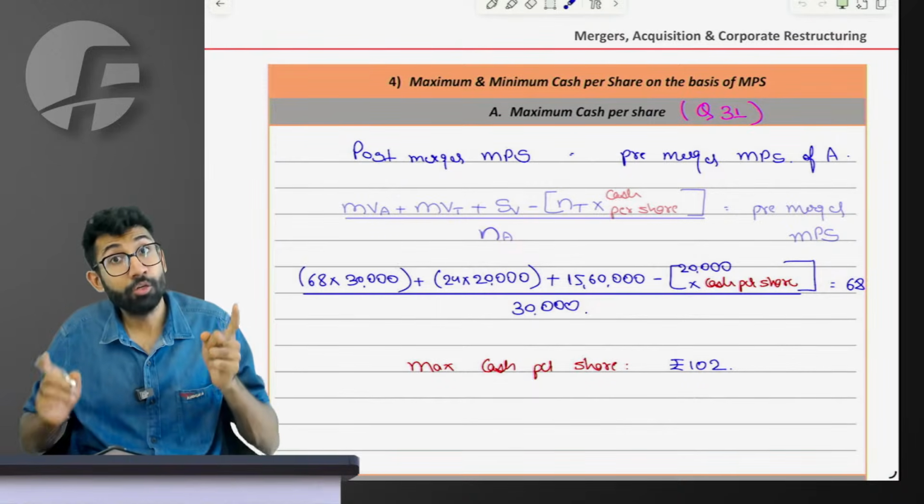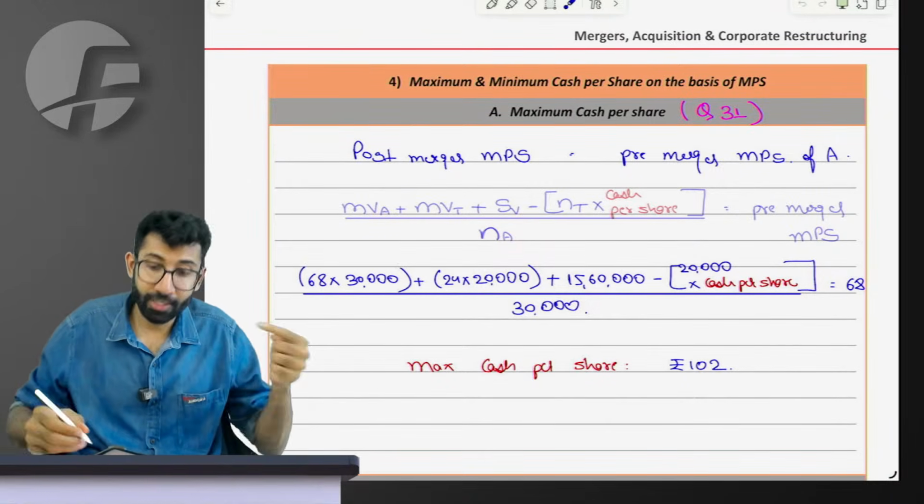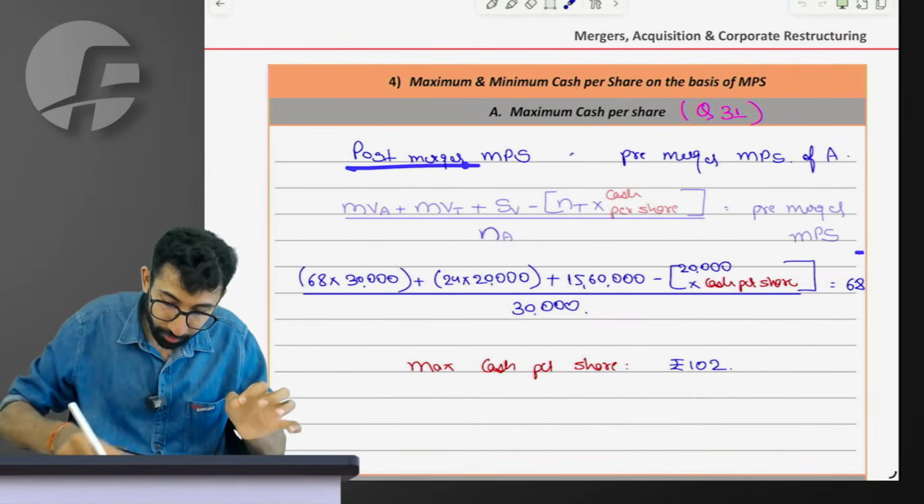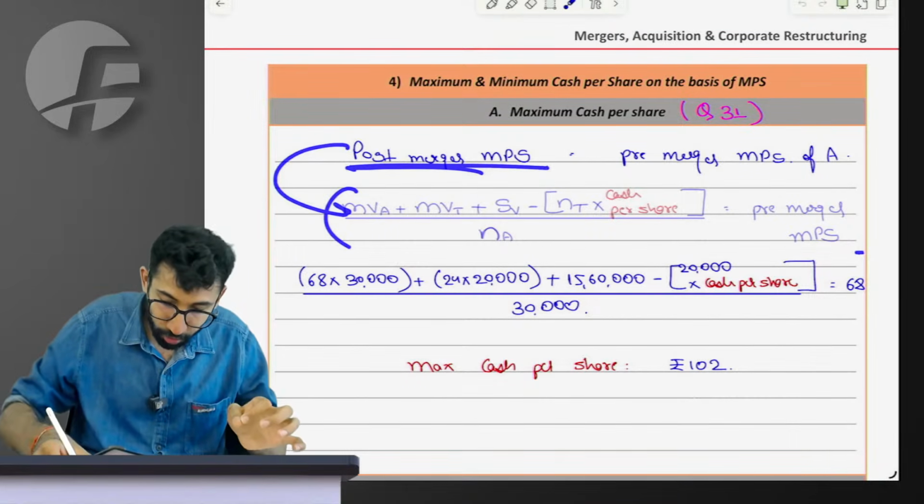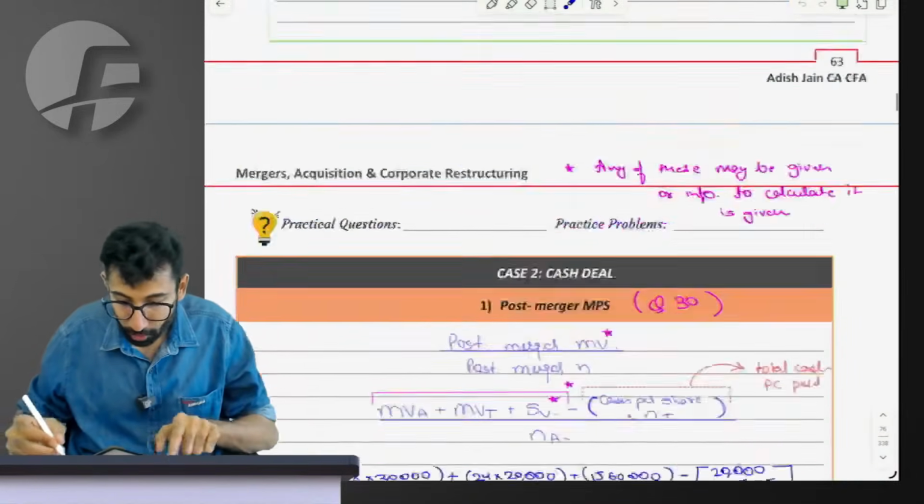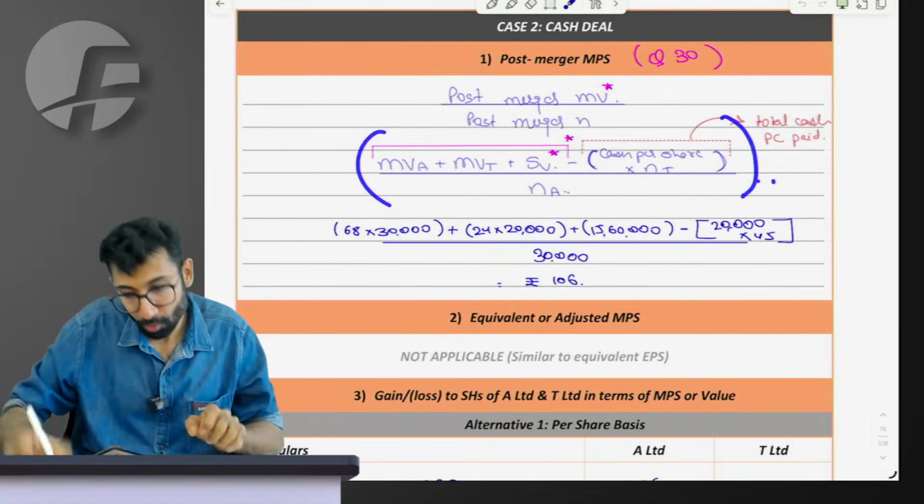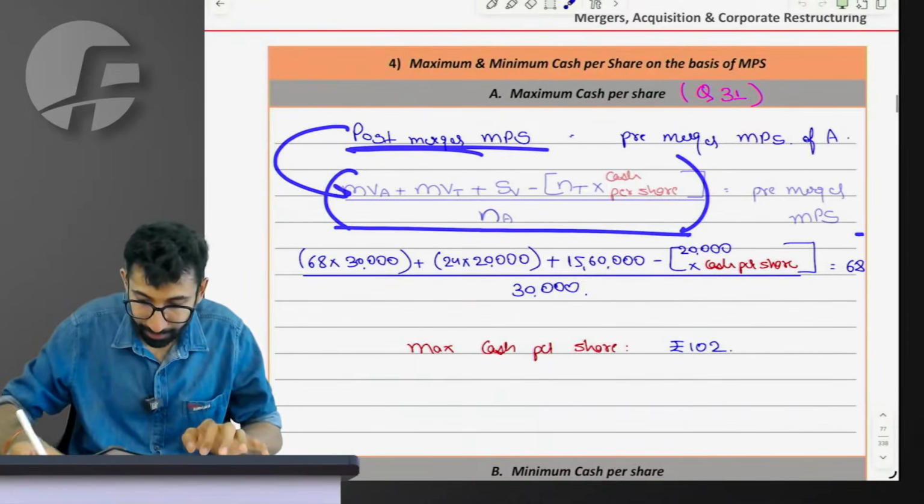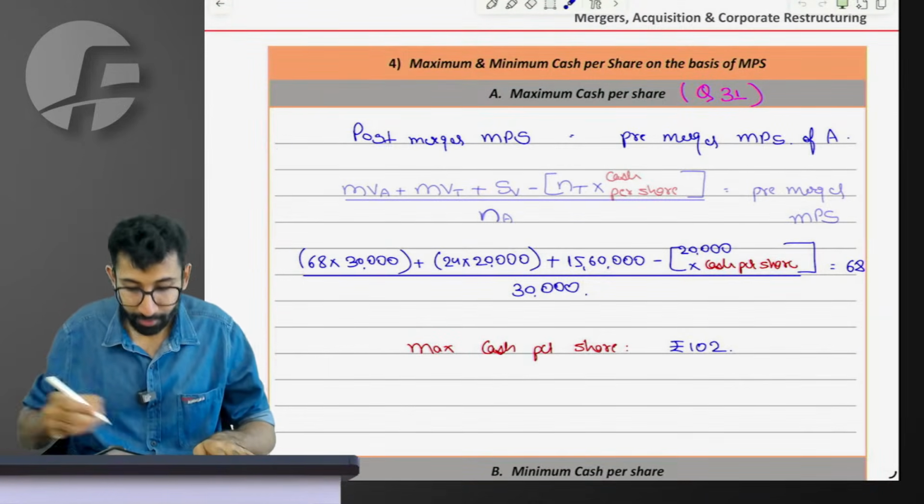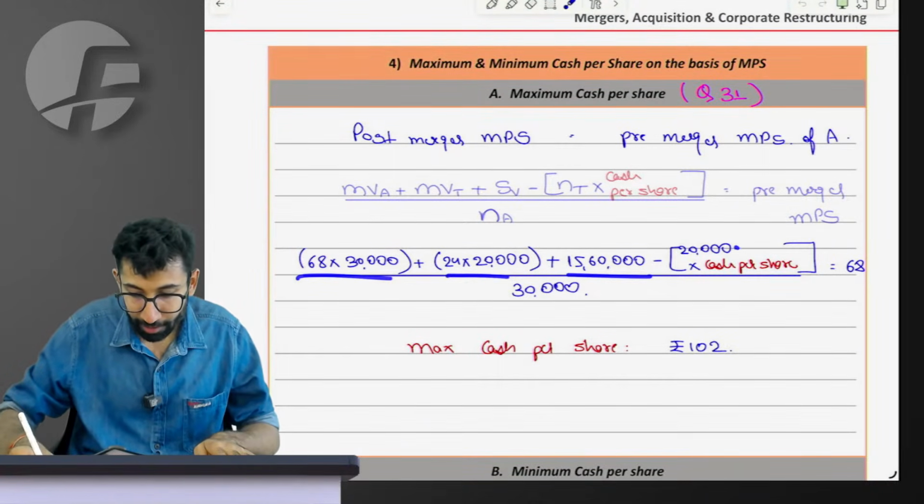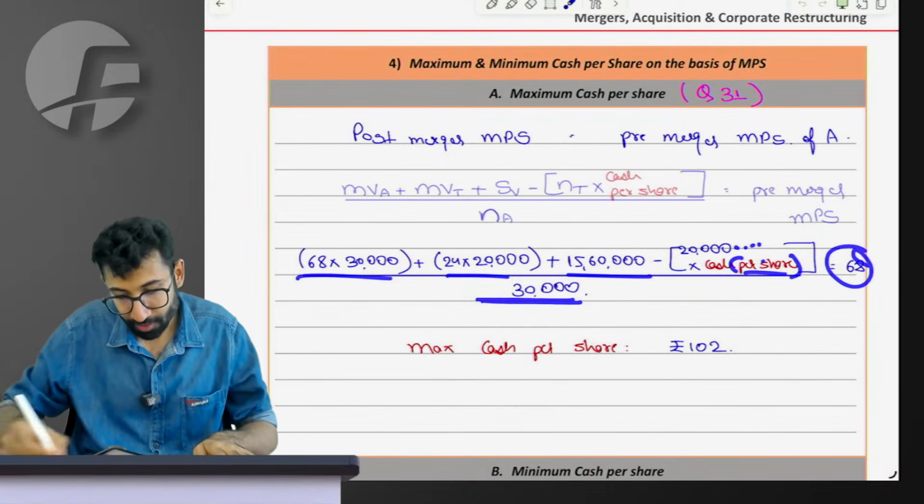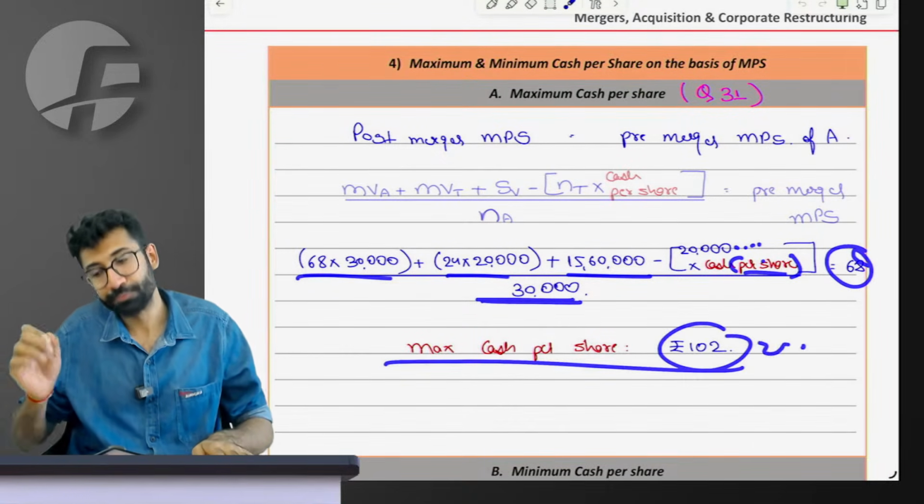Do you people agree? No new logic to learn. The same logic gets applied, right? The way you calculate post-merger MPS depends on where in this entire chapter you are. You are in this section, apply this, which should be at least equal to pre. So my value, your value, synergy in value minus such a cash per share against your 20,000 shares, divided by my shares, is equal to 68. You back calculate, you get 102.